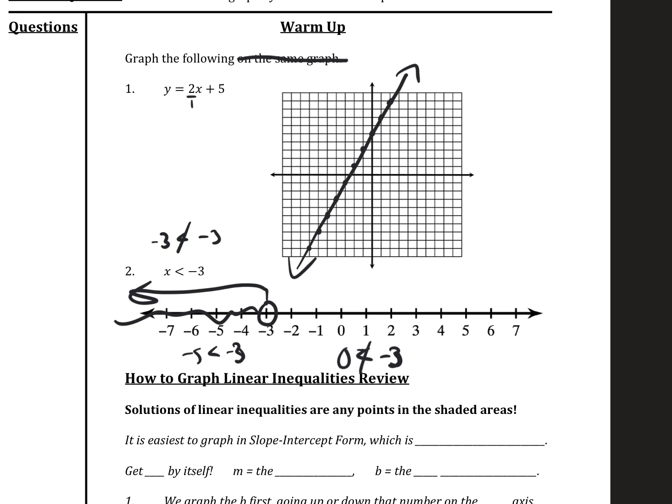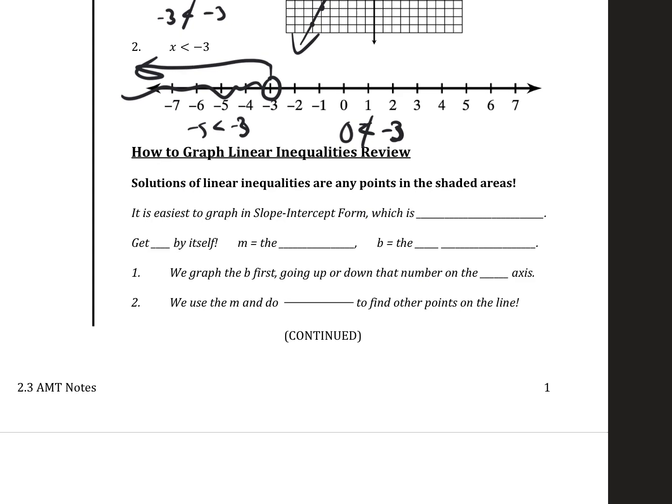So on a linear inequality like the one up here, every point on that line is going to be part of the solution. It's going to make it true, and every shaded number on number 2 is going to make it true as well. And so we're going to be doing a combination of these two different kinds of graphs today, which is what a linear inequality is. Okay.